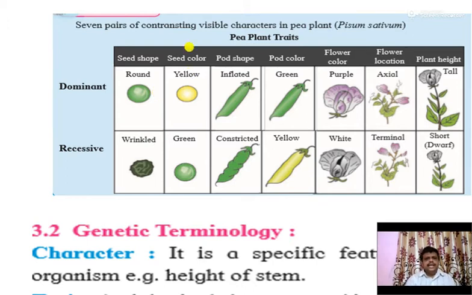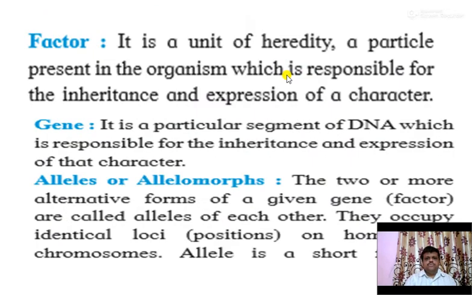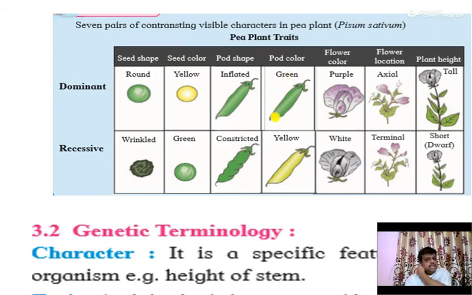Let us see the second character selected by Mendel, that was the seed color. The dominant color of the seed was yellow, and the recessive color is green. Now just move towards the third one, that is the pod shape. The dominant one is inflated and the recessive one is constricted. Let us see the fourth character selected by Mendel, that is the pod color. The green color is dominant over the recessive one, that is the yellow colored pod.